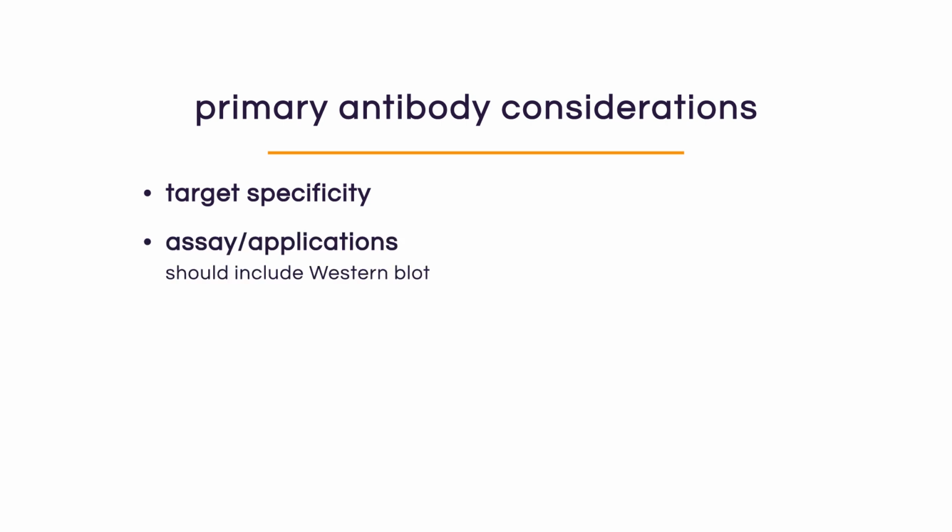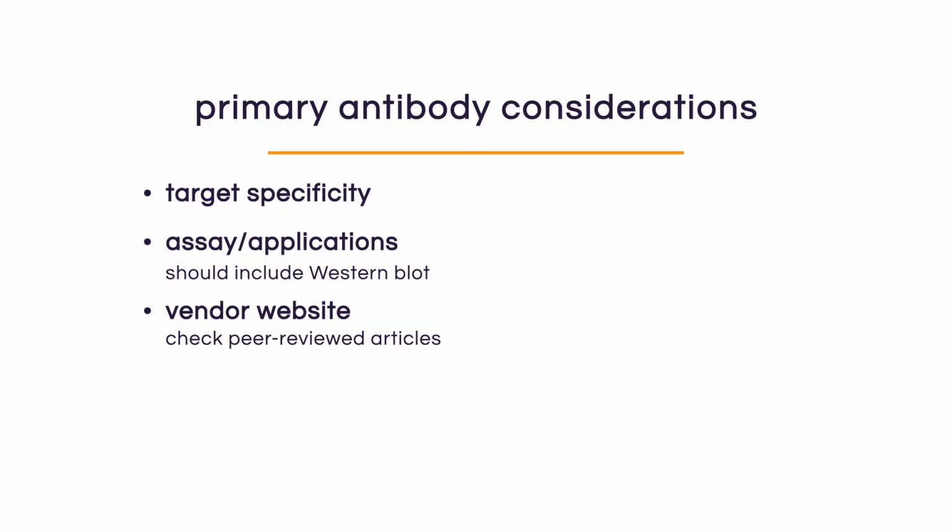Another important consideration to make is whether the antibody is listed for your specific assay. An antibody that's listed for immunohistochemistry may not work for Western blotting. So you want to make sure the antibody is listed as working for Western blot applications. You want to pay close attention to the vendor website and review the peer-reviewed articles that are listed for the antibody. Make sure the antibody was used for a Western blot in the article, and confirm that the instructions on the vendor's website match the conditions used in the article.